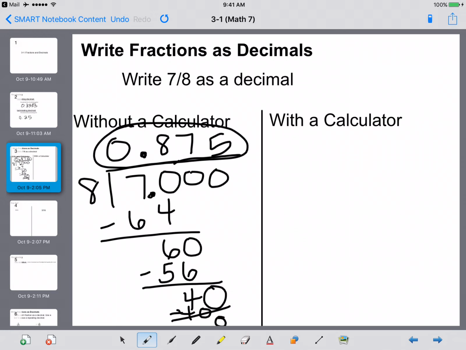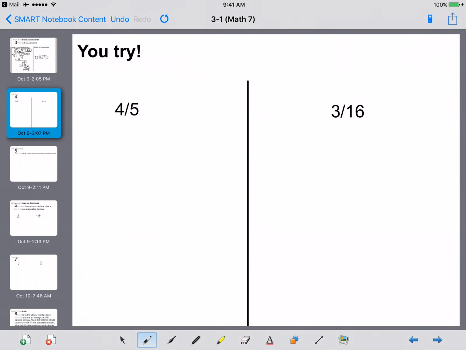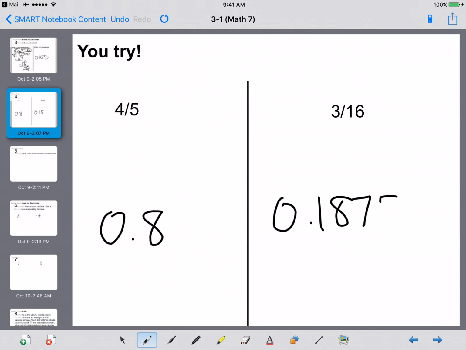And with a calculator, you can figure that out. It's much easier. You literally punch in 7 divided by 8, enter, and it gives you 0.875. So there's two ways to do it. If you want to challenge yourself and practice your long division, I would suggest just doing it without a calculator. So you can try these ones and check back with my answers that I have. 4/5 is 0.8, and 3/16 is 0.1875.